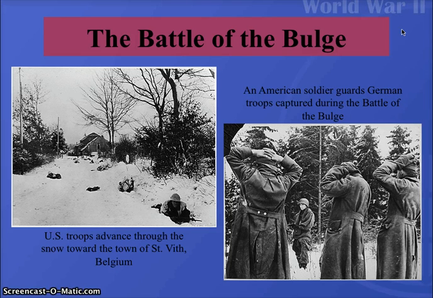So the caption on the picture on the right-hand side of the slide, you don't see it here, but the caption would read, "We were getting our second wind now and started flattening out that bulge. We took 50,000 prisoners in December alone." So the United States takes 50,000 German soldiers prisoner during the Battle of the Bulge. That's a lot of prisoners.